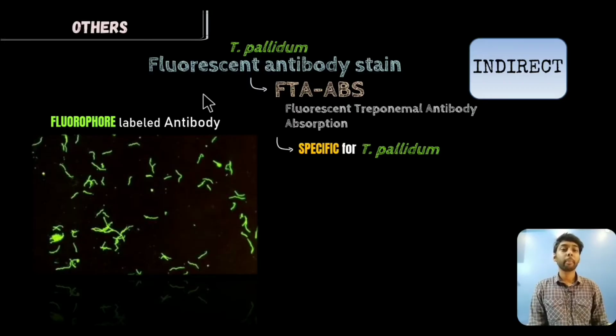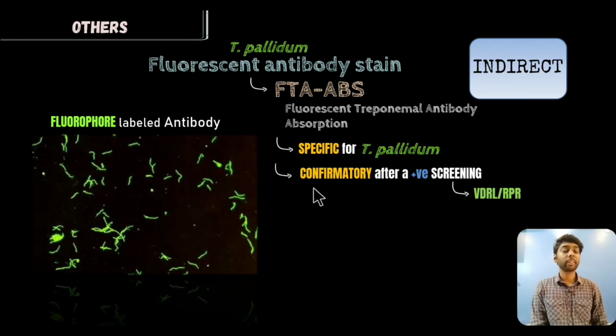So now that we're clear about the basics of FTA-ABS, we can look at the slide. In this slide, we can see these are greenish organisms, and the green color is due to the fluorophore-labeled antibody. And the main advantage of this test is that it is very specific for Treponema pallidum, because remember, in the absorption stage, we had absorbed all the bacterial antibodies against any species except for Treponema pallidum.